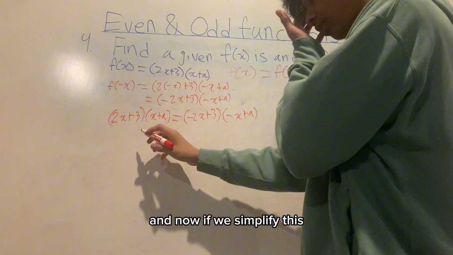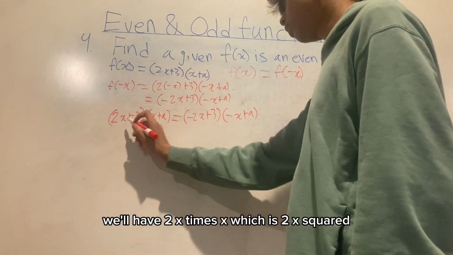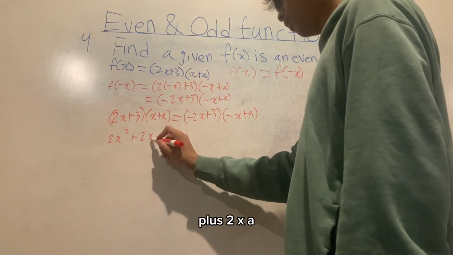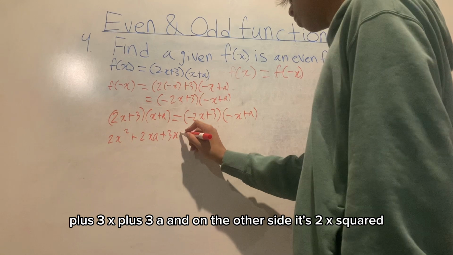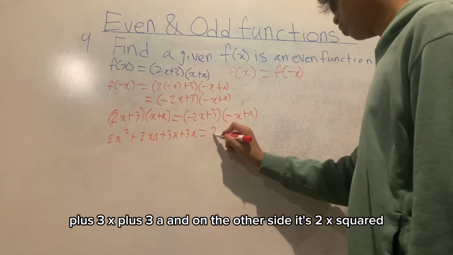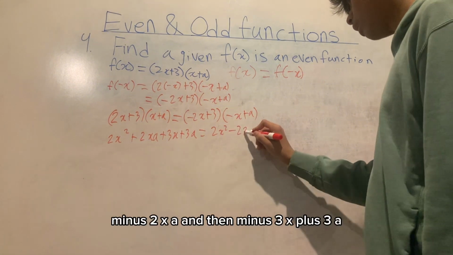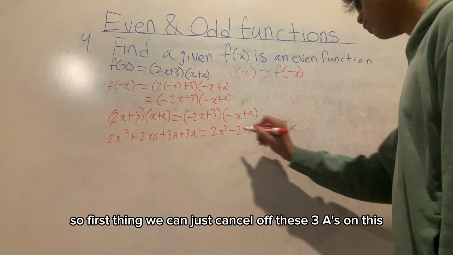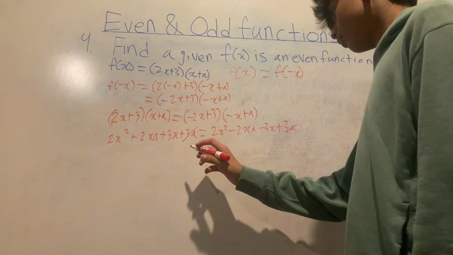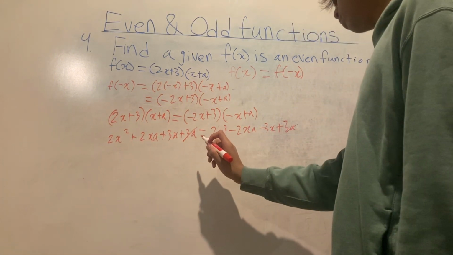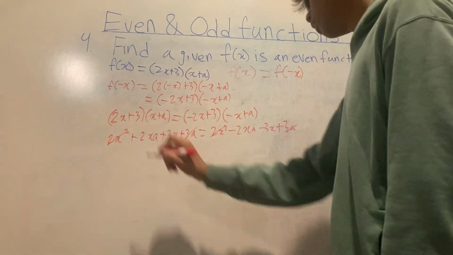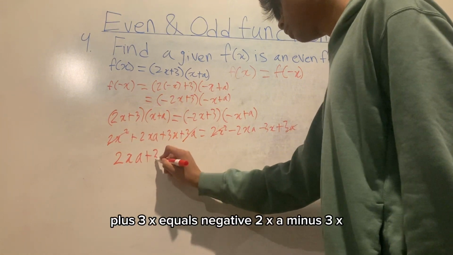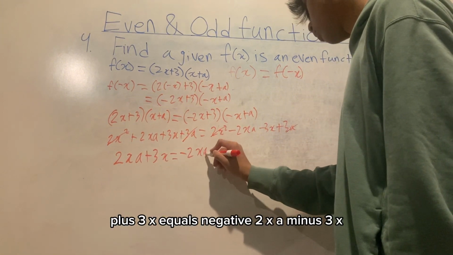And now if we expand it, we'll have 2x times x, which is 2x squared, plus 2xa, plus 3x, plus 3a. And on the other side, it's 2x squared, minus 2xa, and then minus 3x, plus 3a. So first thing, we can just cancel off these 3a's on both sides. And then we're left with 2x squared. And then we can also cancel off these over here. So now we're left with 2xa plus 3x equals negative 2xa minus 3x.